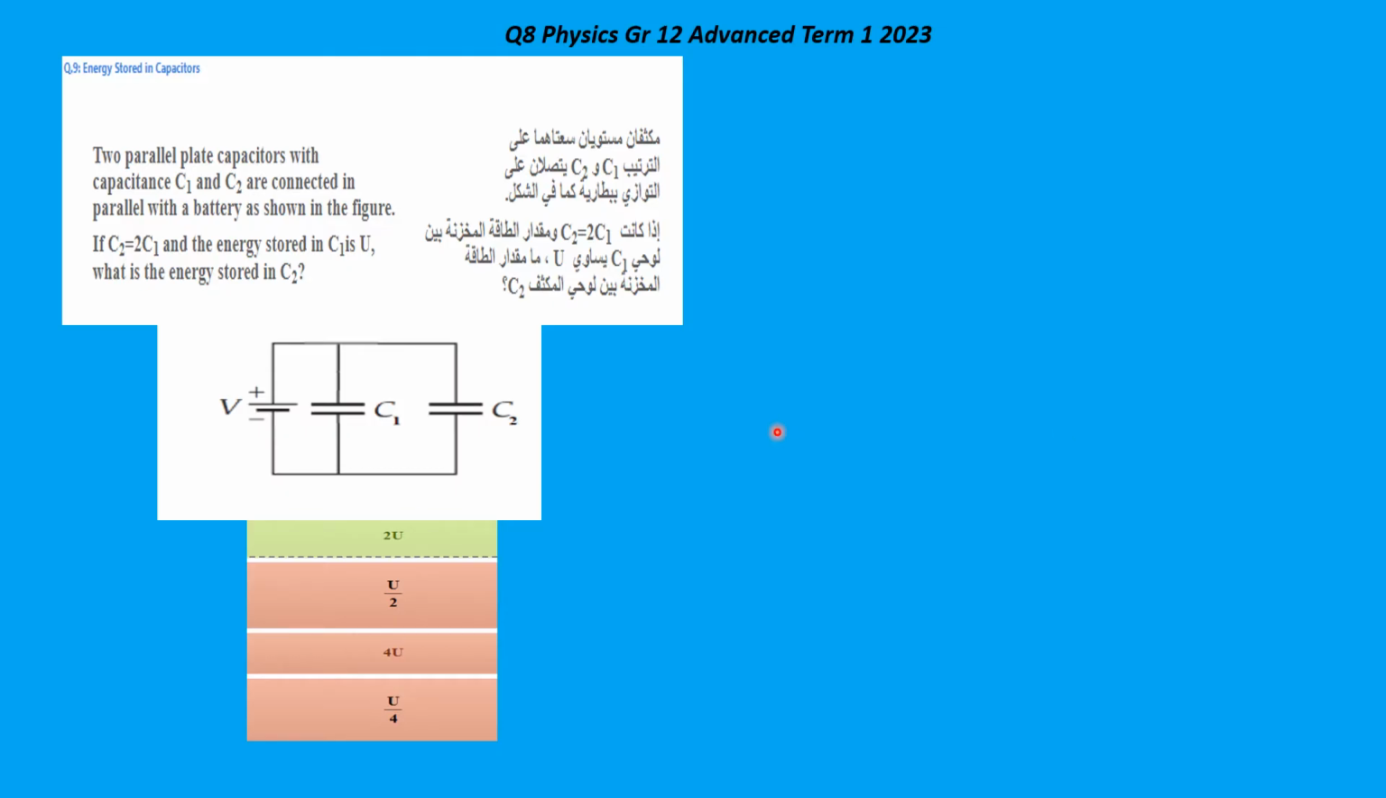Here we continue with question 8. Two parallel plate capacitors with capacitance C1 and C2 are connected in parallel with a battery as shown in the picture. C2 is double C1, and the energy stored in C1 is equal to U. So what's the energy stored in C2?